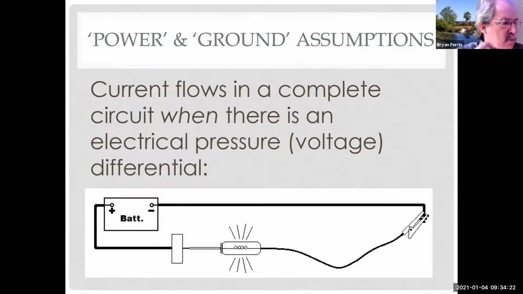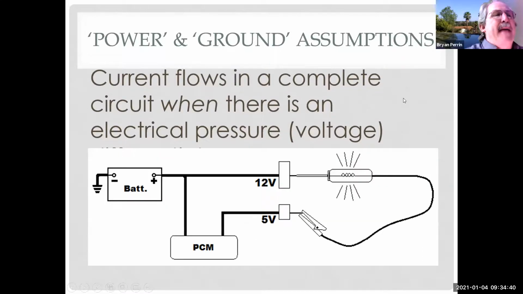One of the reasons why we really don't use test lights anymore is because they make a circuit. And because I'm making a parallel circuit, it's going to change how things work, and it gets in the way of accurate testing. So this is a tool of yesterday that we really don't use anymore. And one of the reasons why is we make bad assumptions. Current flows in a complete circuit when there's a difference in electrical pressure or voltage.